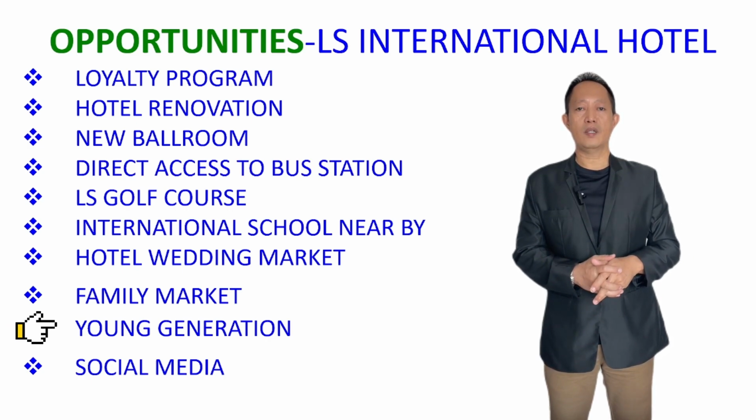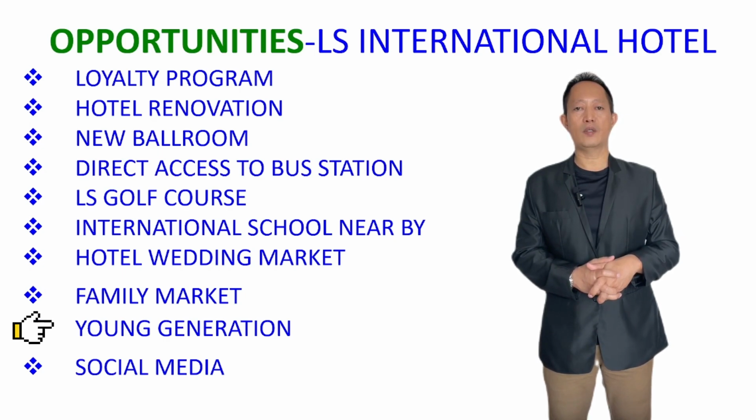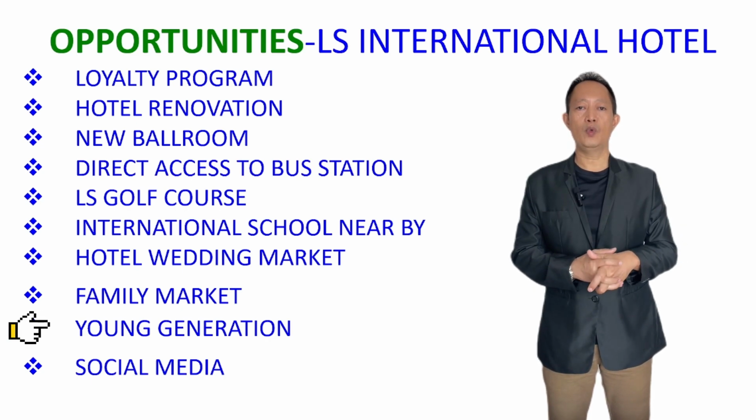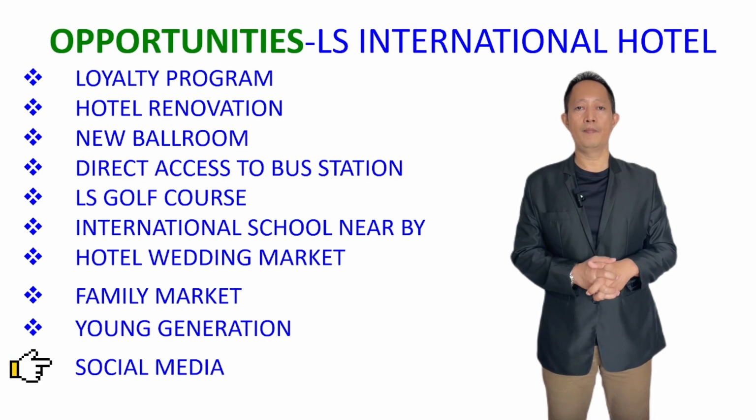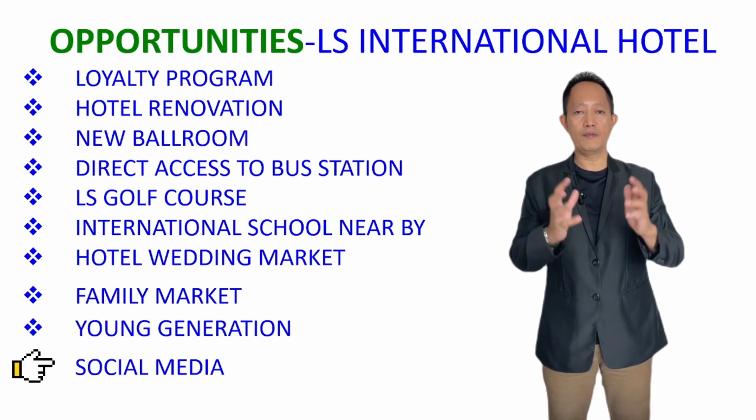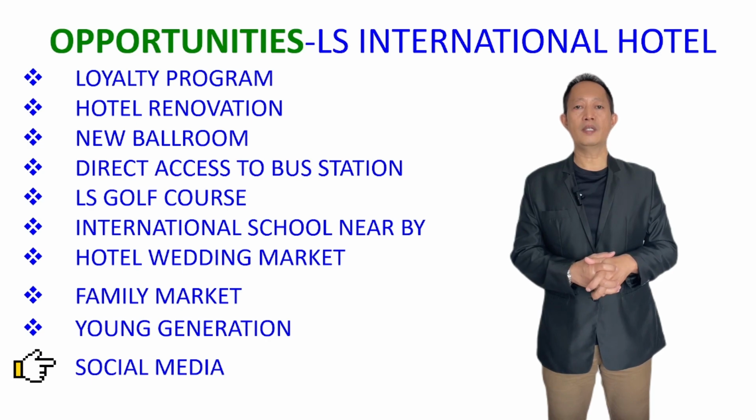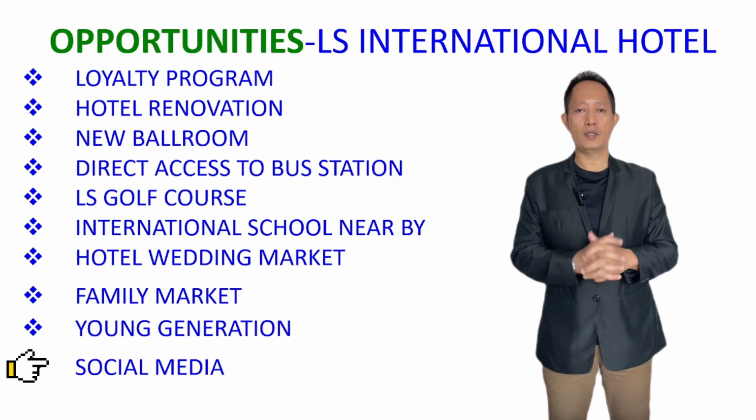Long time ago, people who spent money were only around 40 to 50 years old. Now, that's not the case. People who are 20 and 30 years old have purchasing power. We have to propose to that market. Social media. If you have a beautiful product and service, it's easy to announce to the world. Very easy to communicate with our market through social media. So it is our good opportunity too.